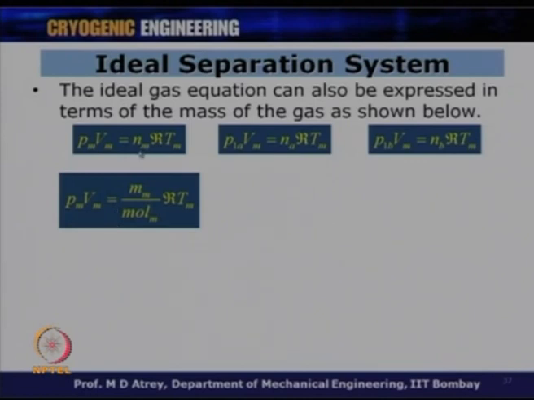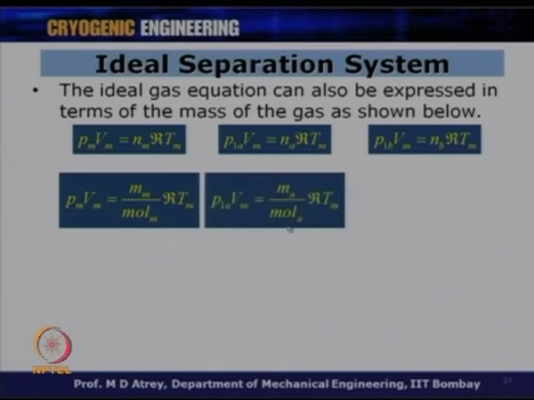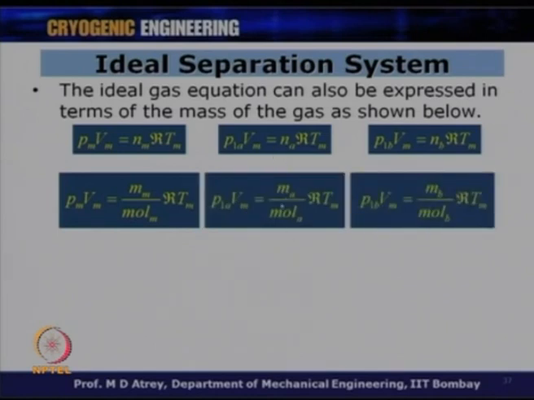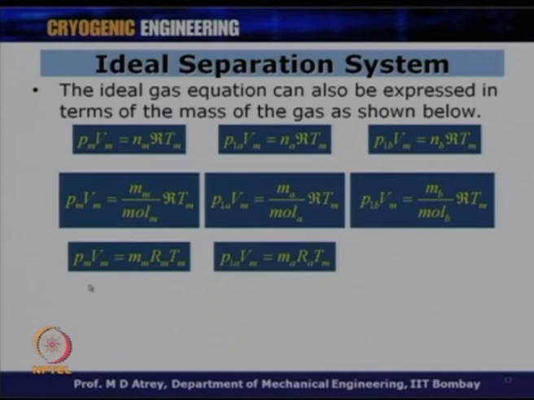I am just replacing this Nm by mass mm upon molecular weight of m. So, PmVm is equal to mm upon molecular weight of m times RTm, and I am doing the same thing now for gas A and the same thing for gas B. Here Ma upon molecular weight of A, here Mb upon molecular weight of B will figure. So, why am I doing all these things? Basically, I know now that PmVm is equal to mmRT. Now, here R by molecular weight of m is nothing but the specific gas constant.